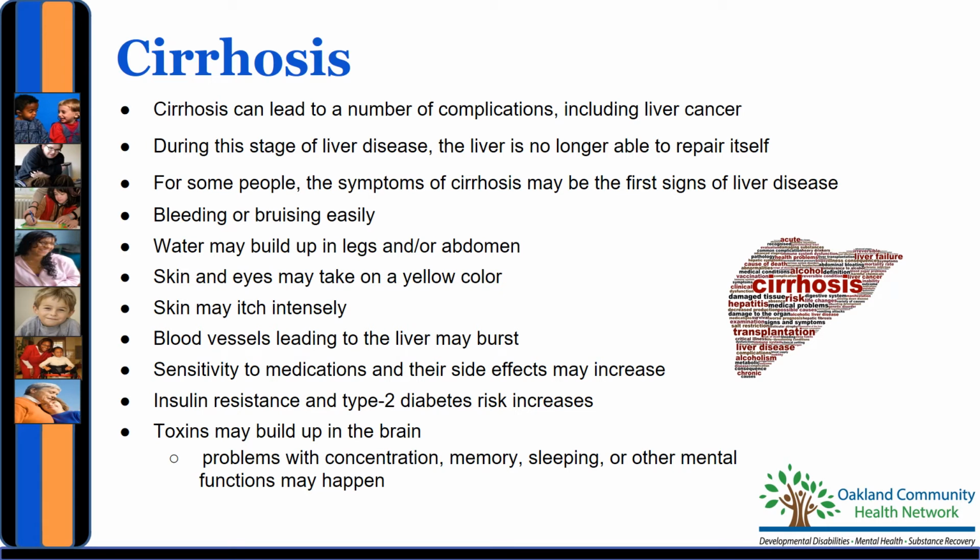Cirrhosis can lead to a number of complications, including liver cancer. During this stage of liver disease, the liver is no longer able to repair itself. For some people, the symptoms of cirrhosis may be the first signs of liver disease. Bleeding or bruising easily is one of the symptoms. Water may build up in the legs and/or their abdomen. The skin and eyes may take on a yellow color. Their skin may be itchy, very intensely itchy.